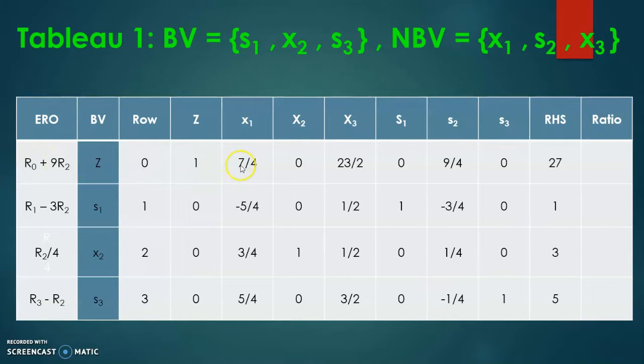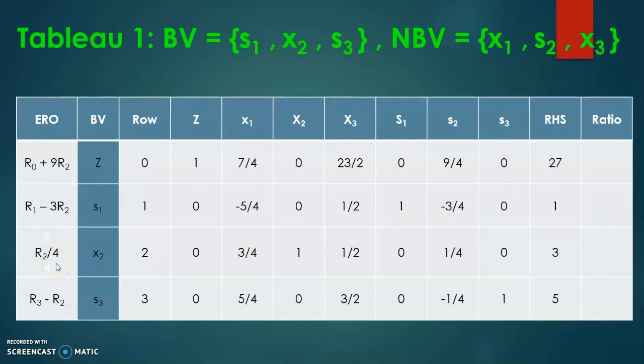After our calculations, we get x1 equals 7/4, x2 equals 0, x3 equals 23/2, s1 equals 0, s2 equals 9/4, s3 equals 0, and the right hand side equals 27. The ERO for row 1 is row 1 minus 3 row 2. After our calculations, we get x1 equals -5/4, x2 equals 0, x3 equals 1/2, s1 equals 1, s2 equals -3/4, s3 equals 0, while the right hand side equals 1.